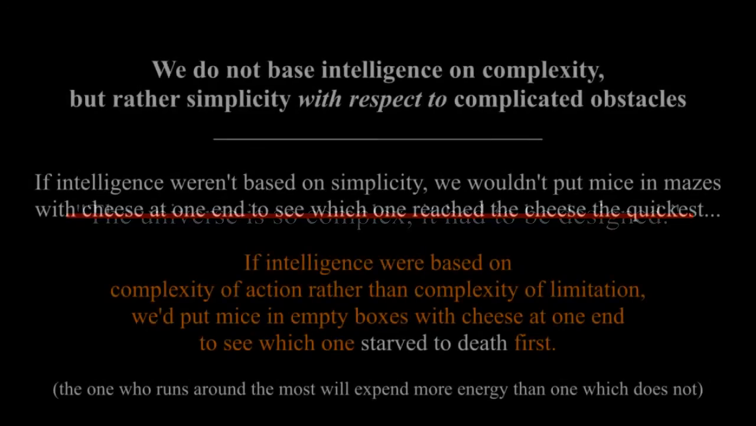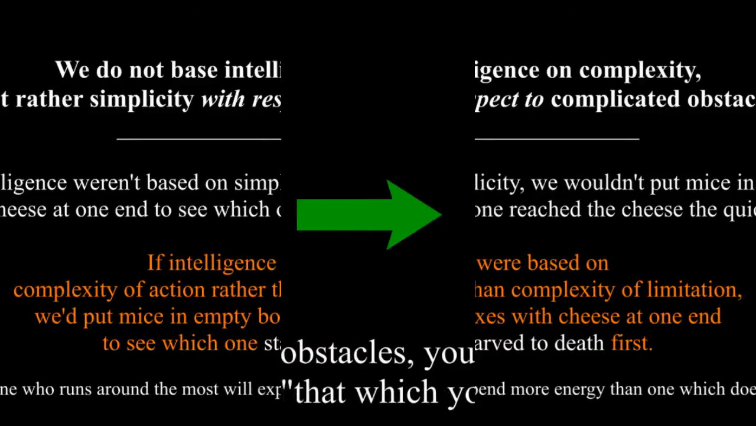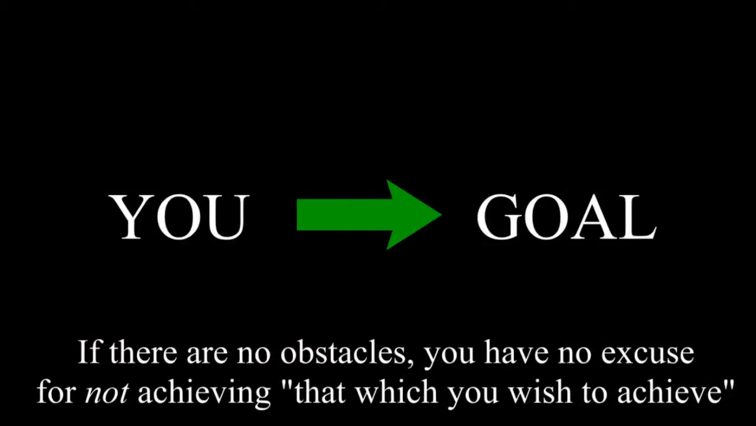The crux of the matter is that we do not base intelligence on complexity. This is an association fallacy. We base intelligence on simplicity with respect to the obstacles that force our designs to be complex. We design things because we are limited. We demonstrate intelligence because we are limited. If there were no obstacles to any given goal, then the simplest route would remain the smartest thing to use, regardless of how much or how little intelligence it actually took to get there.